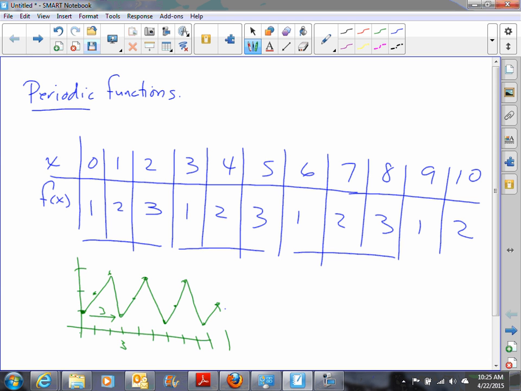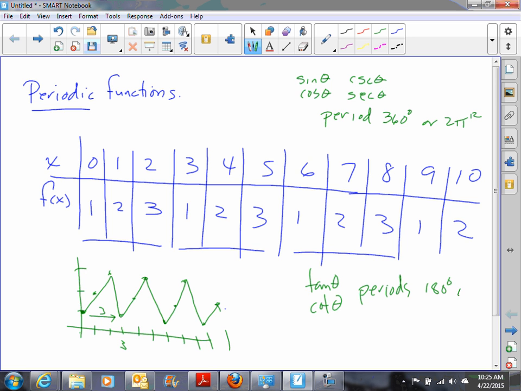Now, the trigonometric functions are periodic functions, and the periods that it takes them to repeat are pretty well known. For example, the sine, cosine, cosecant, and secant of theta have a period of 360 degrees, or 2 pi radians. And the tangent and cotangent functions have periods of 180 degrees, or pi radians. This is kind of important to know, and it will become even more important as we take a look at what we're going to do next.